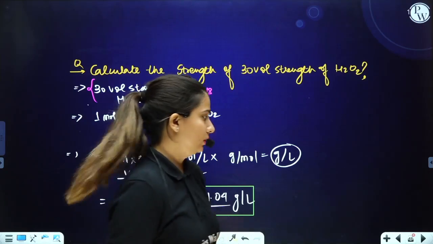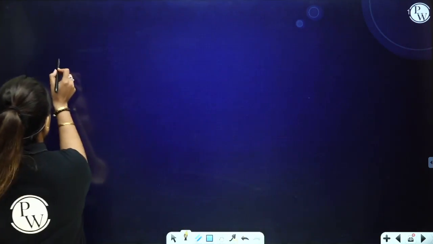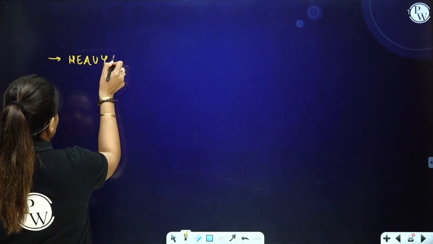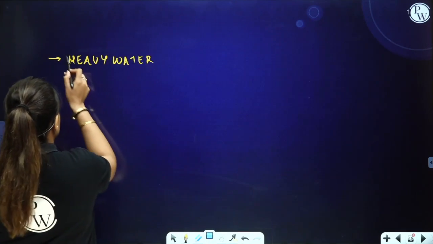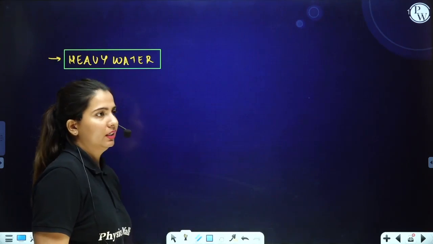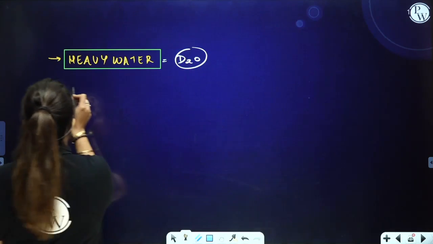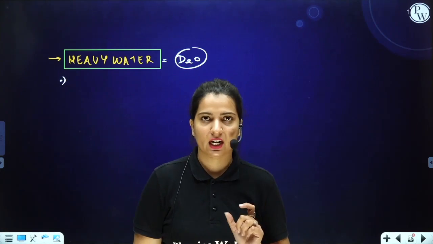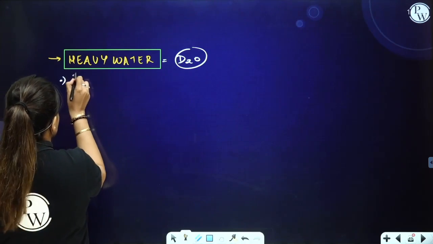After H2O2, the important compound we have to discuss over here is our heavy water. Now understand the case of heavy water. You know that heavy water is D2O. So first of all, only the preparation and the uses are asked for D2O. So focus on these 2 points.